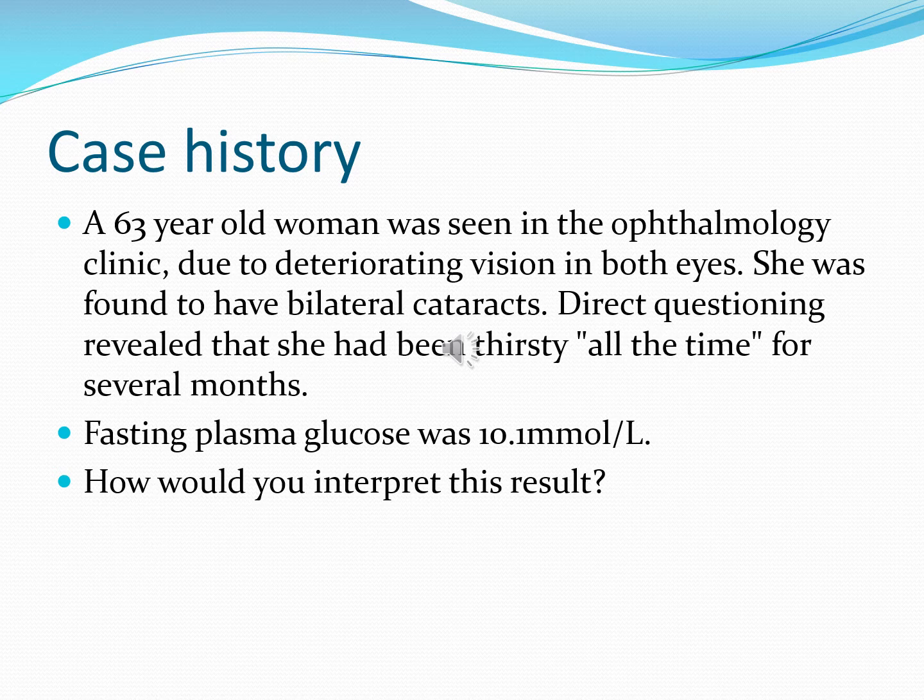Case number 3. So we've got a 63-year-old woman who was seen in the ophthalmology clinic, and this was due to her deterioration in sight, bilaterally. She was found to have bilateral cataracts, so cataracts in both eyes, and direct questioning revealed that she'd been thirsty all of the time for several months. We had a fasting plasma glucose on the patient that was 10.1. What is the diagnosis? Have a think.